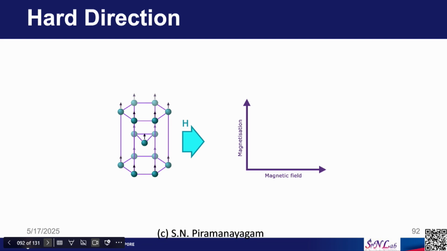Now, if you apply a magnetic field in the hard direction, as I increase it, you can see that the spins rotate along the field direction, and if I reduce the magnetic field, they all go back to the ground state.